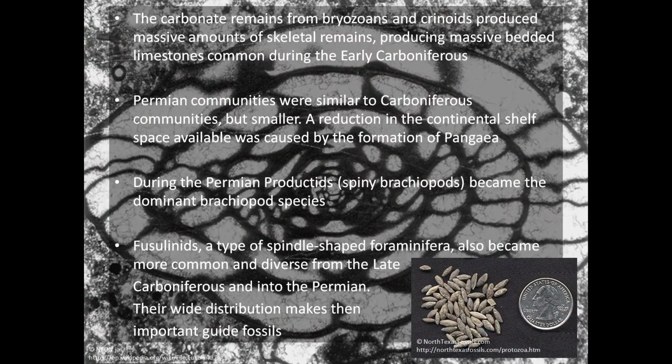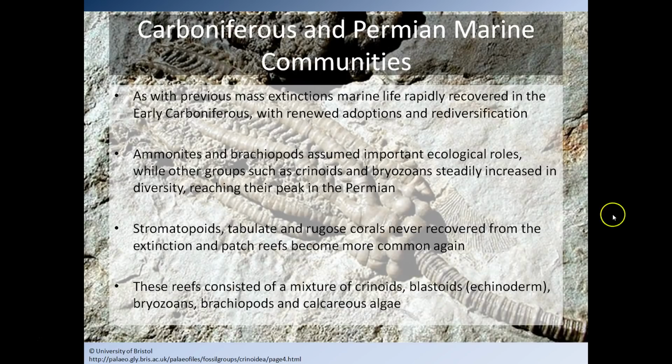So the carbonate remains from these bryozoans and crinoids produced massive amounts of skeletal remains, and all of these skeletal remains end up producing massive bedded limestones during the early Carboniferous, and they really are absolutely stuffed with these crinoid fossils. It's very, very easy to identify a Carboniferous limestone because it is absolutely rammed with bits of crinoid.